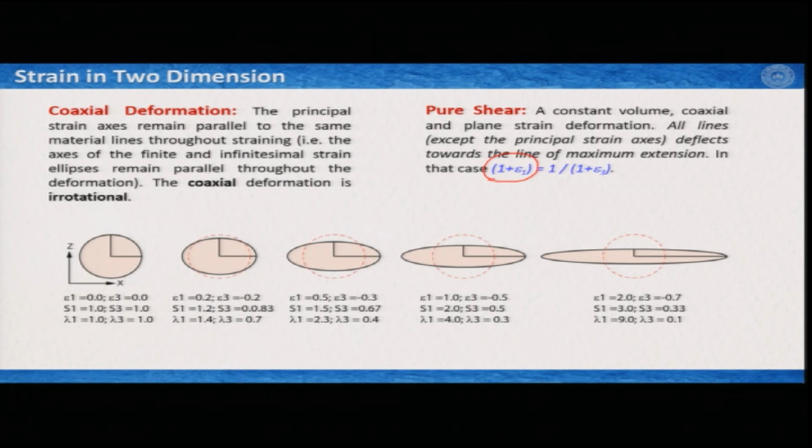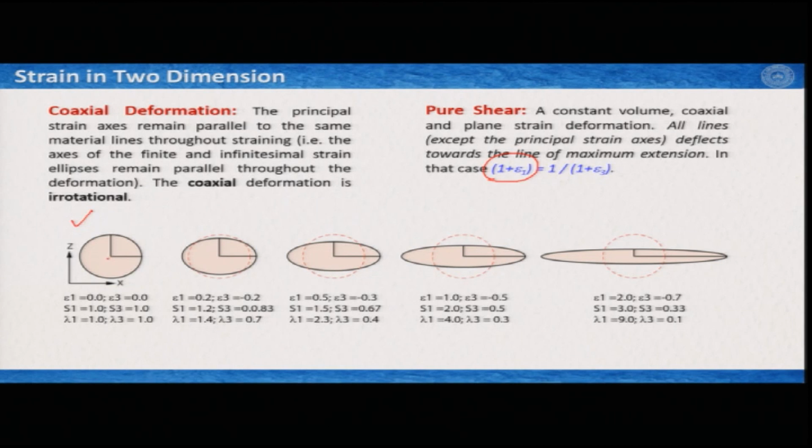your principal elongation axis 1 plus E1 is actually the inverse of the principal shortening axis. So here is the example. The first one is an undeformed state, and E1 is the elongation along the x axis, E3 is the shortening along the z axis, S1 and S3 are stretches in the corresponding x and z axes, and lambda 1 and lambda 3 are the quadratic elongations along the x and z axes respectively.